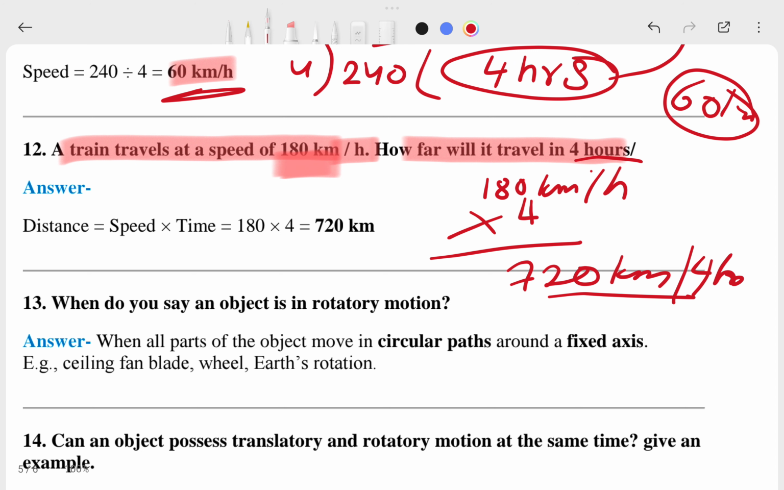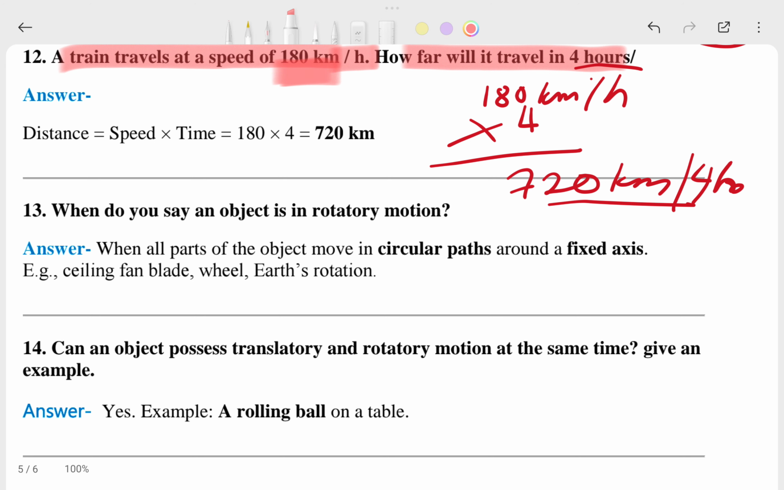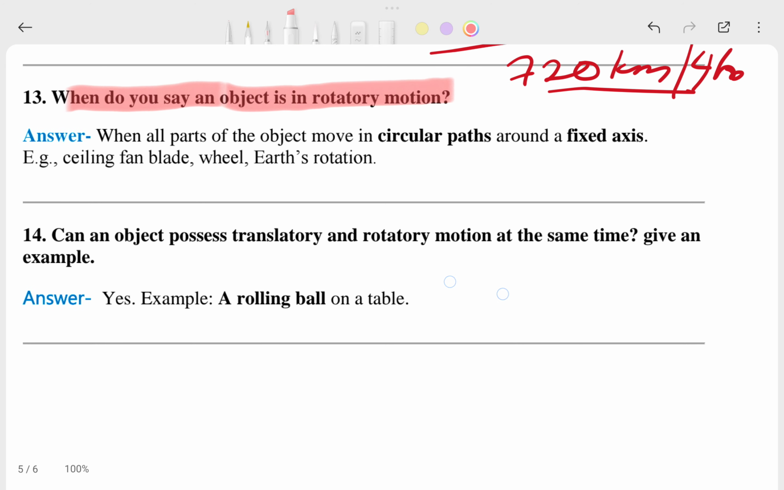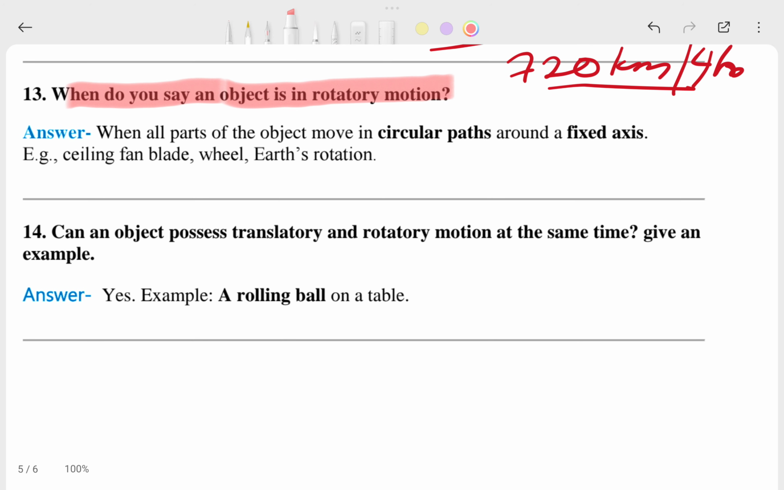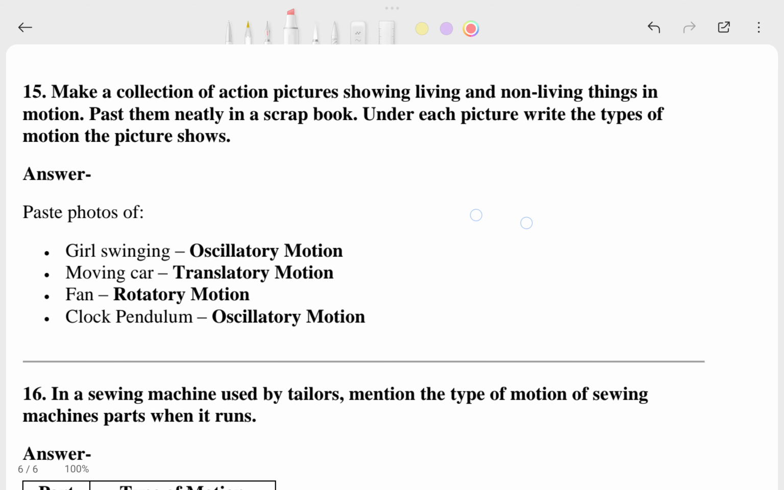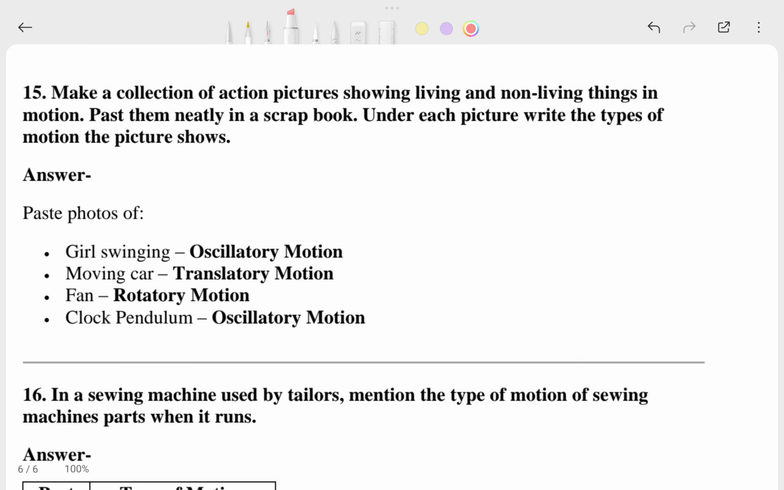Okay, so we will go to the next question. When do you say an object is in rotatory motion? The answer is given, you can look at that answer. And the 14th question is: can an object possess translatory and rotatory motion at the same time? Give an example. Okay, so this is the 15th question. This question is big, so if I read it, the video will become long. So the question and the particular answer are there.